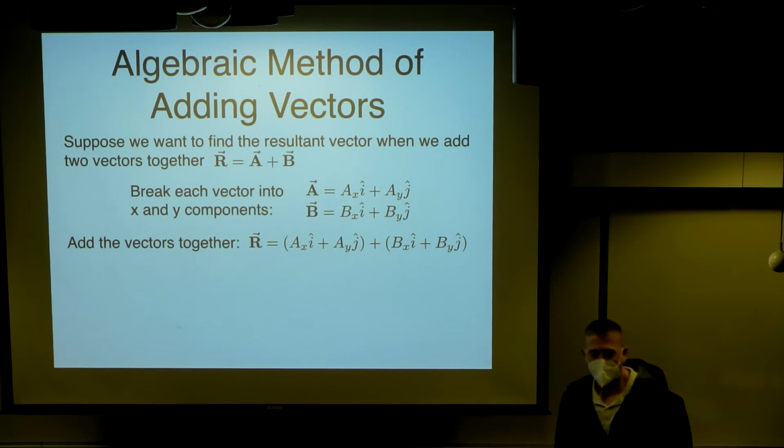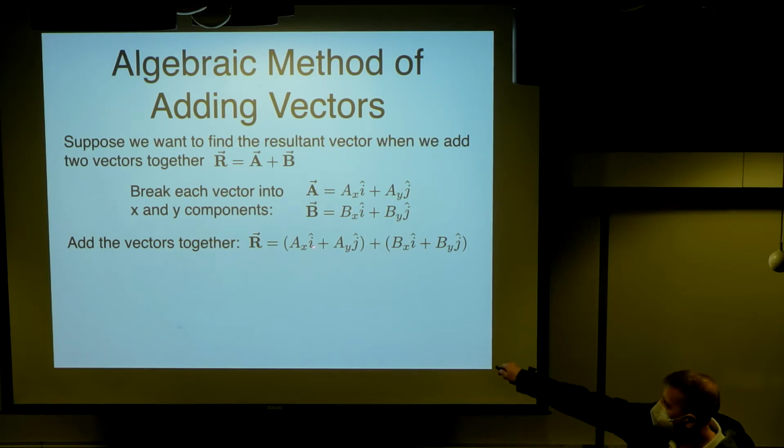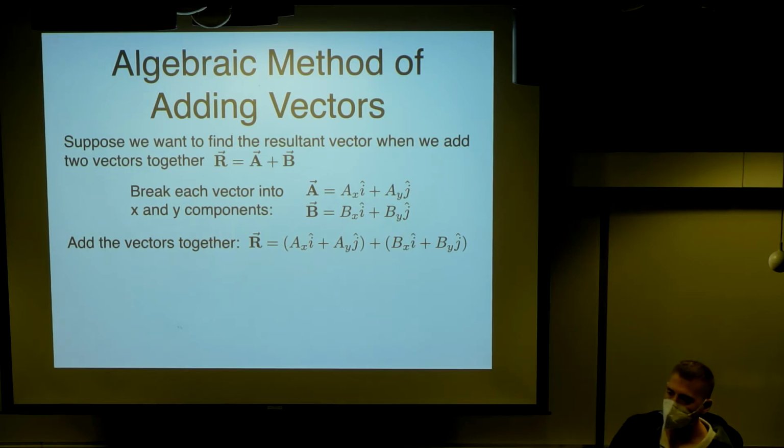Okay? And the next thing we're going to do is pretty simple, okay? I have 4 different terms here, correct? But notice how 2 of my terms have an I hat multiplying it, and then 2 of my terms have a J hat multiplying. So I'm just going to group them together according to whether there's an I hat or a J hat, okay?